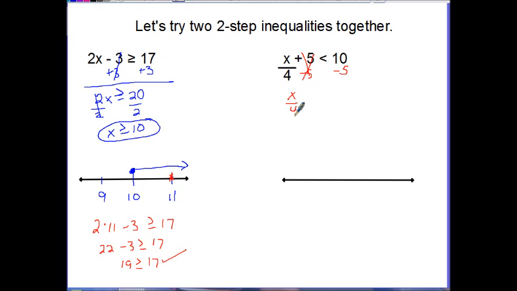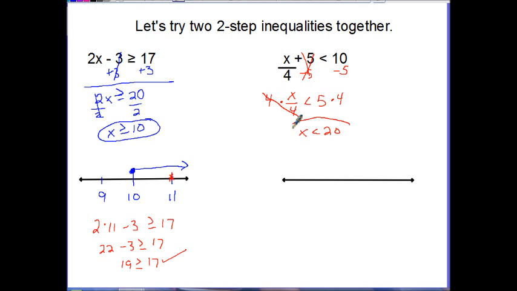X divided by 4 is less than 5. Now to get rid of that divided by 4, I'm going to do the opposite and times both sides by 4. They cancel out because it's one top and one bottom, and diagonals always cancel. X is less than 20.